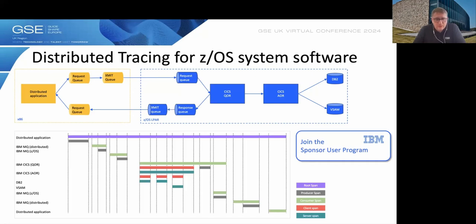a trace and then trace spans for each of these different services or z/OS system software components that are invoked here. And as you can see here, based on the coloration, there are different types of spans. So there are synchronous spans that need to be considered, and we would be speaking in case of synchronous processing about client and server spans, and then about producer and consumer spans in case of asynchronous processing.